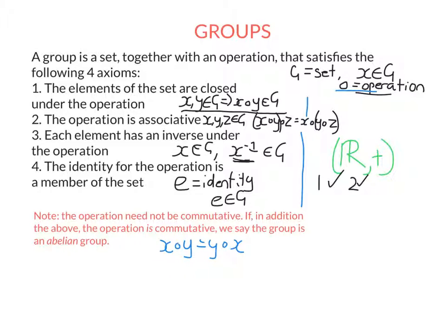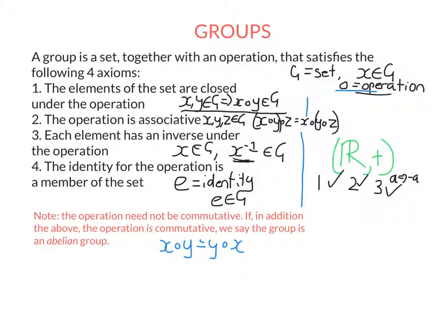So 3. Does each element have an inverse under the operation? Yes, because the additive inverse of A is just minus A. So the negative of a number, the opposite of a number, is also a real number. So 2 is a real number, so is negative 2. Half is a real number, so is negative a half. So each element has its inverse, its additive inverse, as a real number.